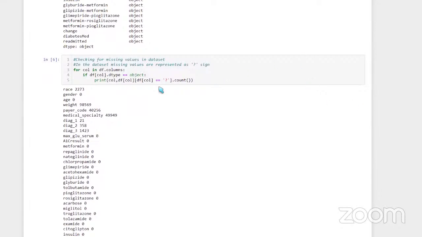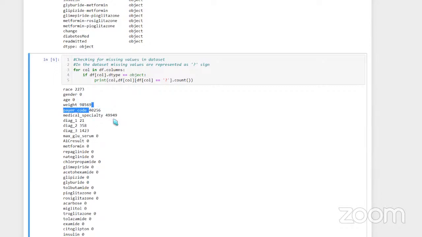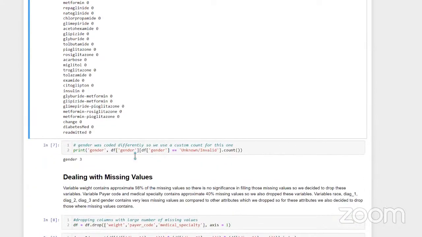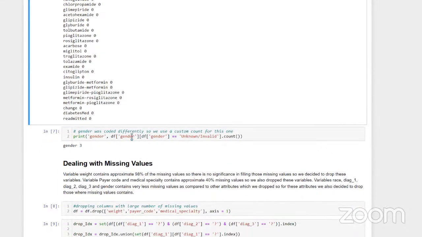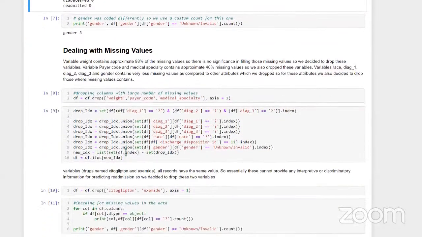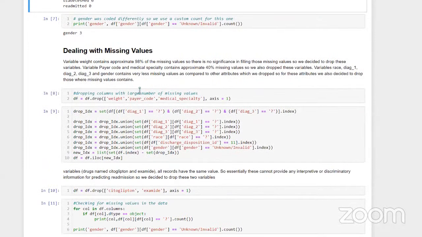Then we also tried to find the missing values in the data set. So these are all the missing values. Race has some missing values, payer code has some missing values, weight has some missing values. So various EDA we are performing. Gender also has missing values. Then we dealt with the missing values. We dropped the columns which have high missing values, like weight, payer code, and medical specialty. For those that did not have high missing values, we imputed the missing values.